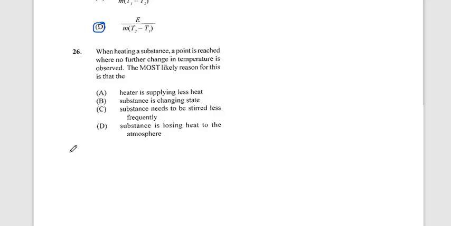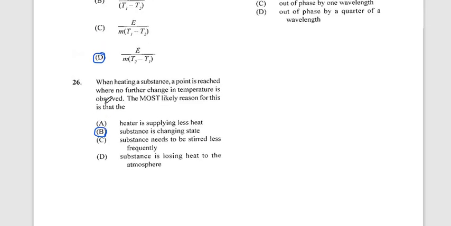Number 26. When heating a substance, a point is reached where no further change in temperature is observed. The most likely reason for this is that the substance is changing state, B. You can go back to the naphthalene cooling curve and you will realize that there was an area that is almost flat. That means it is actually changing state right there at 80 degrees Celsius.